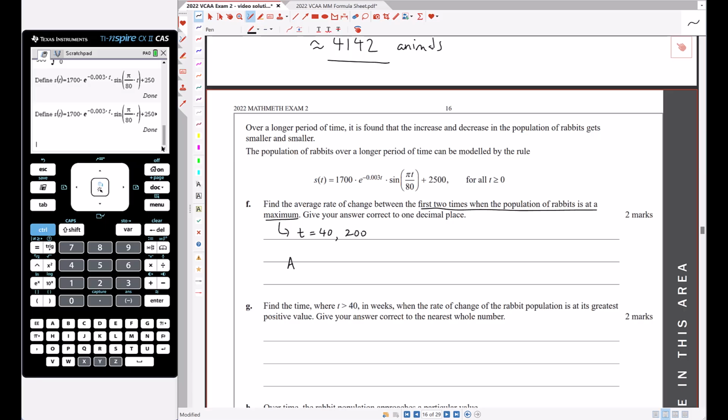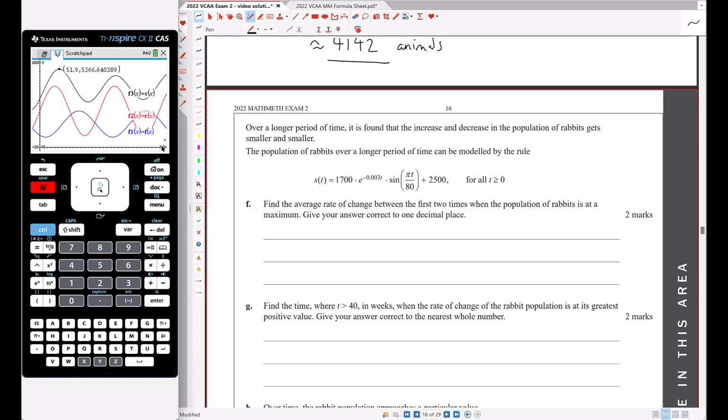Okay, so we want average rate of change. Oh, sorry, my apologies, I've lost my train of thought. I read this s of t as being about the combined population. s of t is the new rabbit population. Okay, so we need the first 2 times when this new rabbit population is at a maximum. So we're going to need to look at our derivative. Maybe let's just have a quick look at what it looks like, because it might actually be reasonably straightforward. s of x.